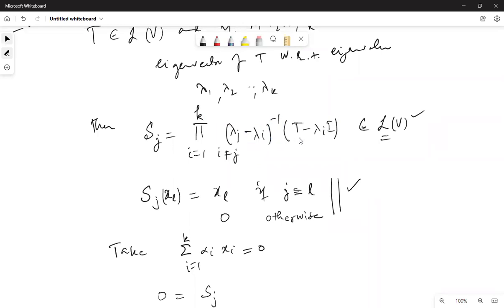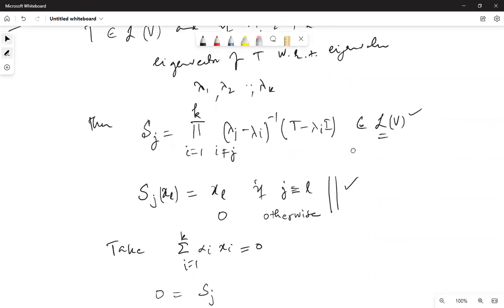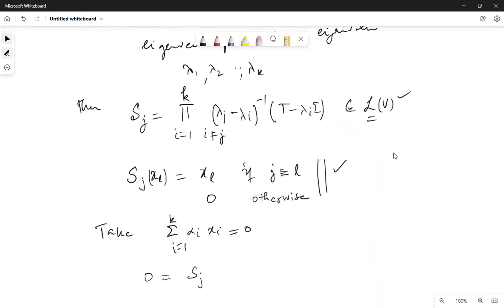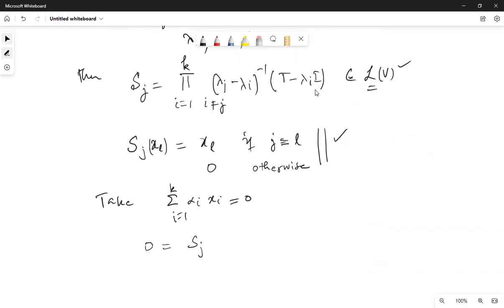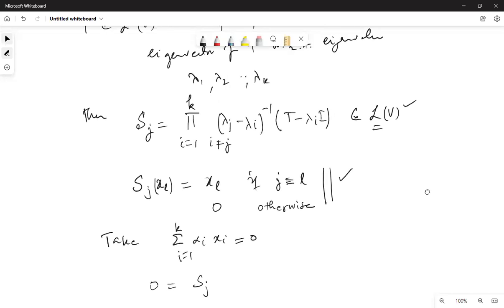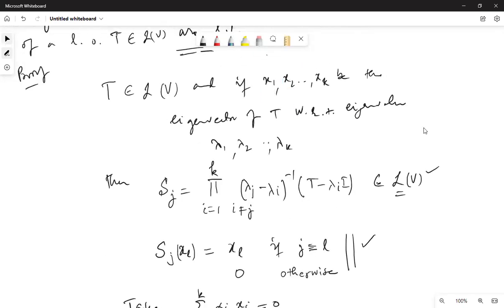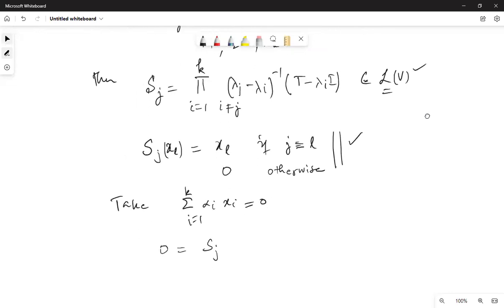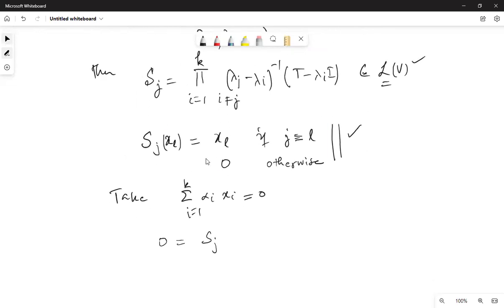This is T minus lambda i into I, and this is an operator which is in L(V), because L(V) is an algebra. This is the composition of the operators. Now if you look at this operator applied on xl, where xl is one of the elements of x1, x2, ..., xk, see what is the action of Sj on xl. Easy to check. When you apply it on xl, because this is an eigenvector, this gives lambda l xl. This is lambda i xl, so xl would be out.